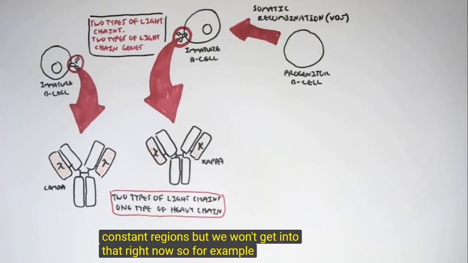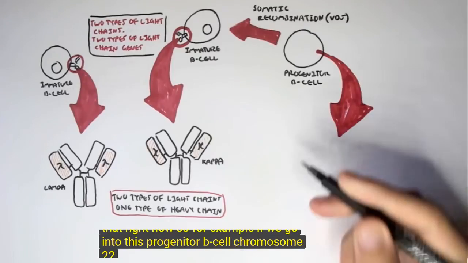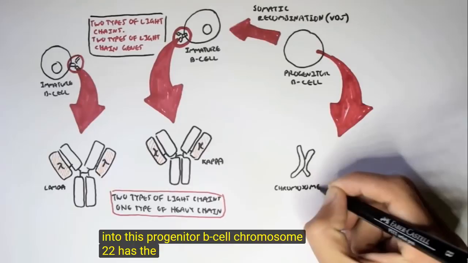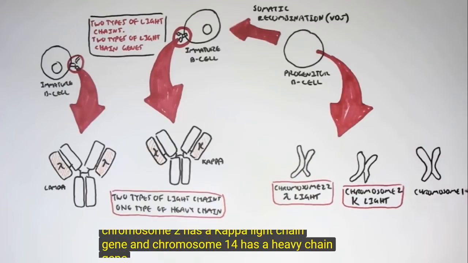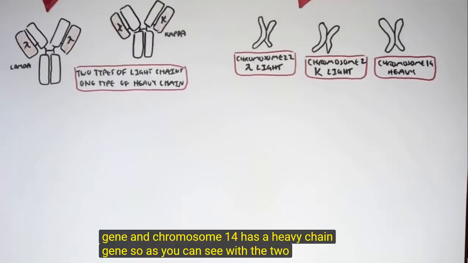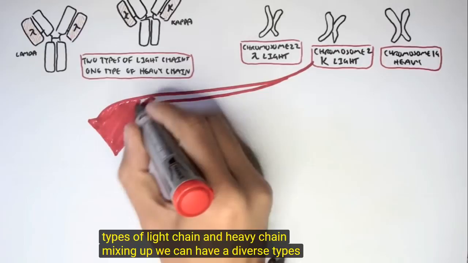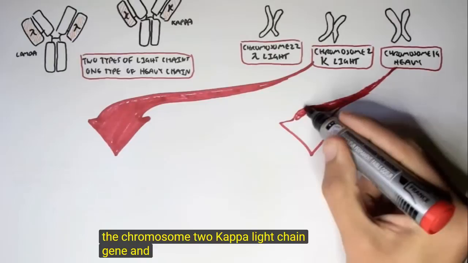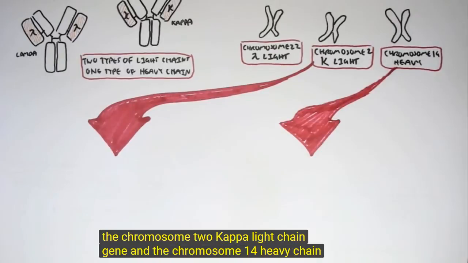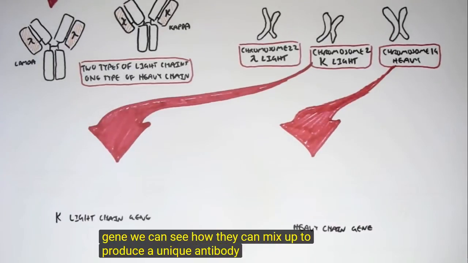So, for example, if we go into this progenitor B cell, chromosome 22 has the lambda light chain gene. Chromosome 2 has the kappa light chain gene. And chromosome 14 has a heavy chain gene. So as you can see, with the two types of light chain and the heavy chain mixing up, we can have diverse types of antibodies. So for example, if we look at the chromosome 2 kappa light chain gene and the chromosome 14 heavy chain gene, we can see how they can mix up to produce a unique antibody.